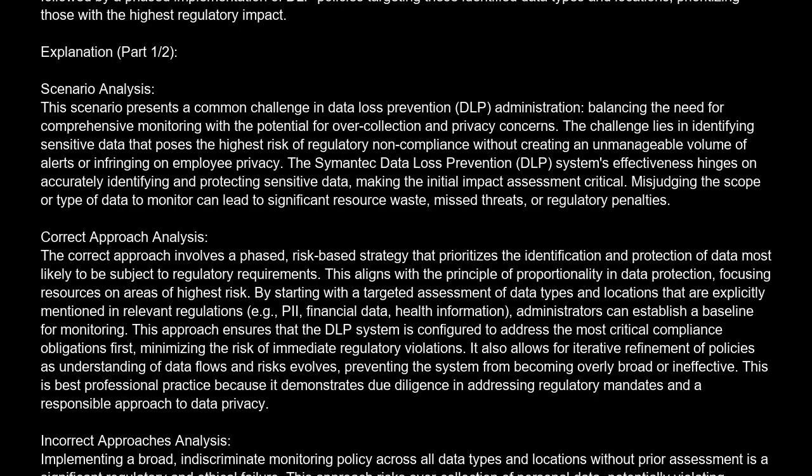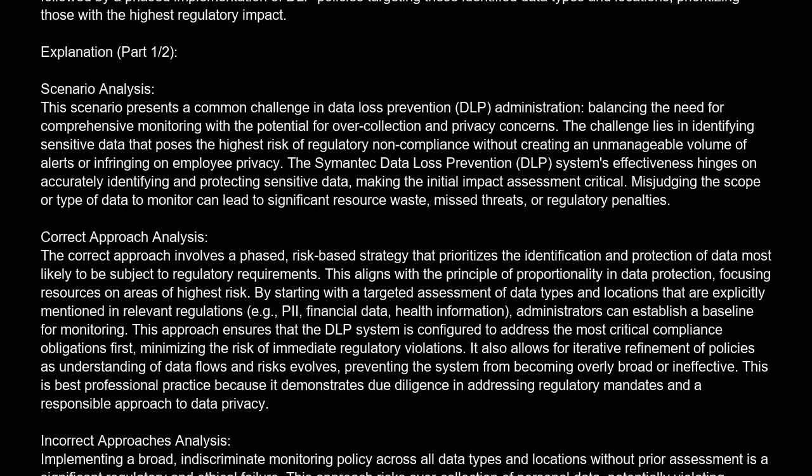The Symantec data loss prevention (DLP) system's effectiveness hinges on accurately identifying and protecting sensitive data, making the initial impact assessment critical. Misjudging the scope or type of data to monitor can lead to significant resource waste, missed threats, or regulatory penalties. Correct approach analysis.